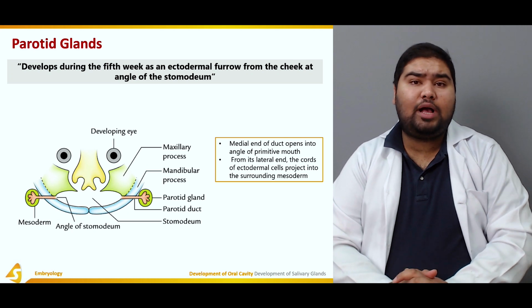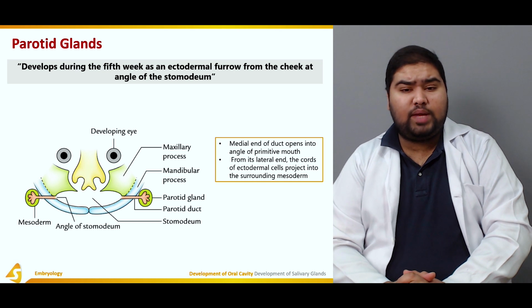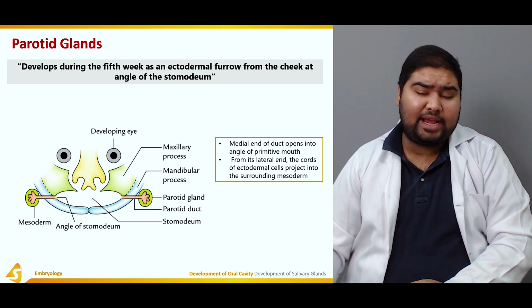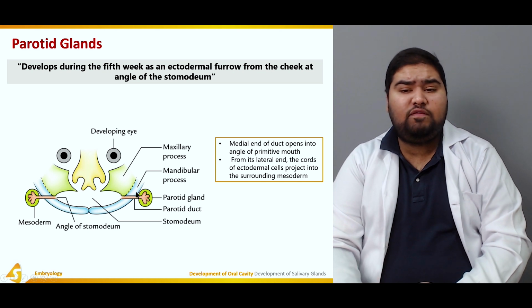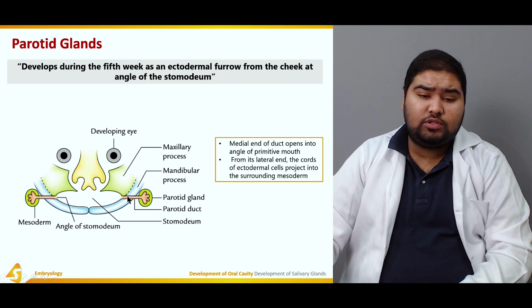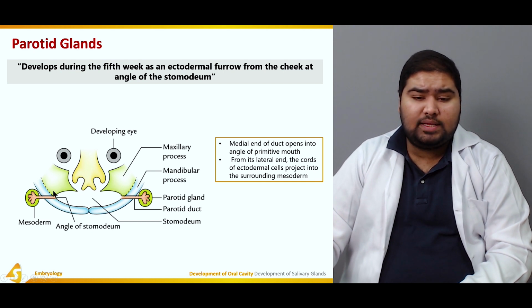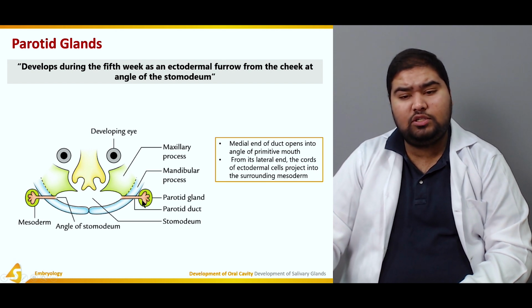Now let's take a look at the parotid gland. It develops during the 5th week of development. It is ectodermal in origin. It develops as an ectodermal furrow from the cheek at the angle of the stomodium. So this is the stomodium. This is the angle of the stomodium, and it develops as a furrow at the angle of the stomodium.